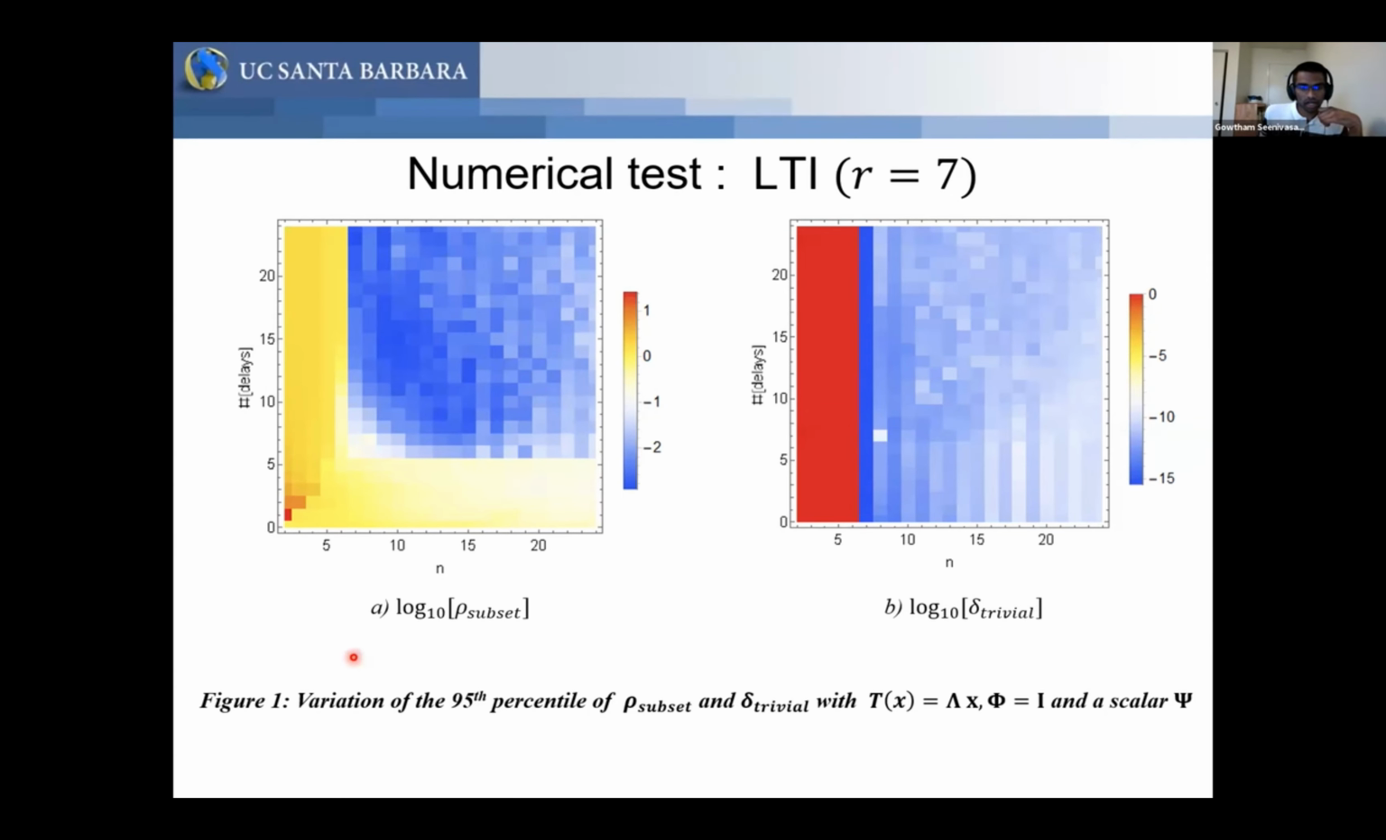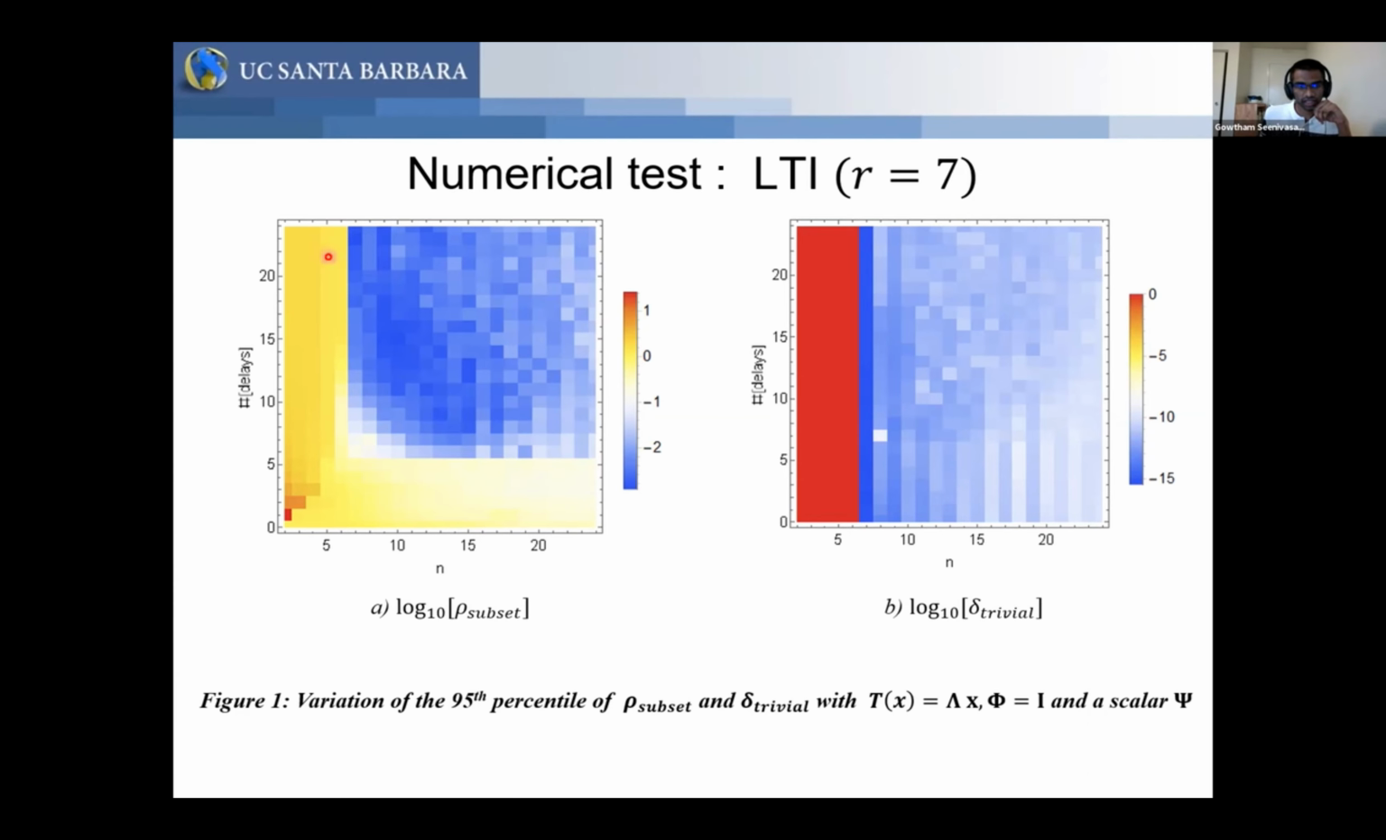So both of these plots depict one of the indicators that I was discussing on the previous slide. Along the x-axis, you will notice n, and along the y-axis, we're looking at the number of delays. For each point, we're plotting the log of a quantity over some number of realizations. So the theorem says for n greater than or equal to r and beyond a certain number of delays, you should have relatively low values.